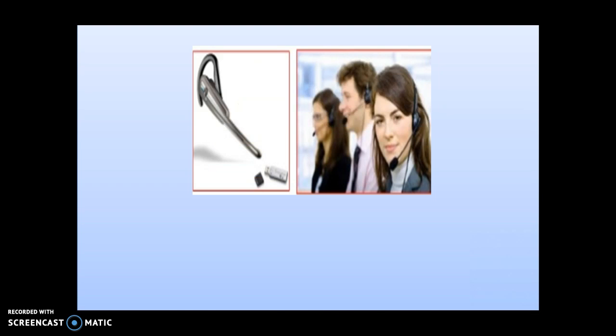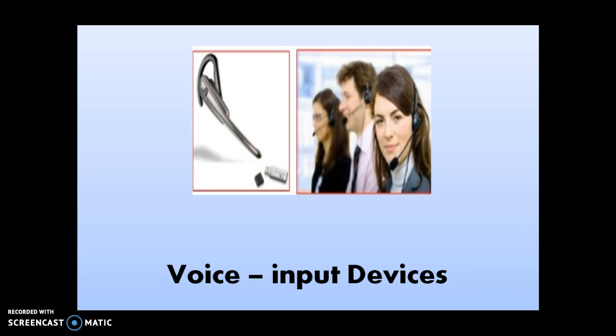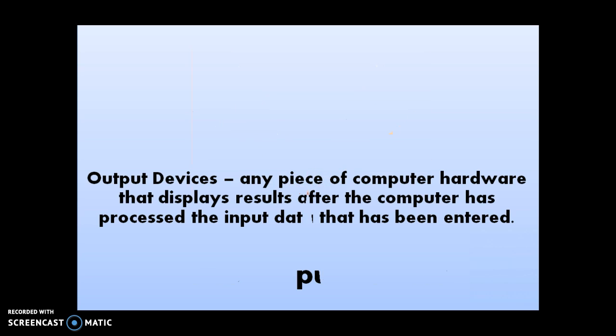Next, we have the audio input devices. Audio input devices, also known as a speech or voice recognition system, allow a user to send audio signals to a computer for processing, recording, or carrying out commands. Audio input devices such as microphones allow users to speak to a computer in order to record a voice message or navigate software.